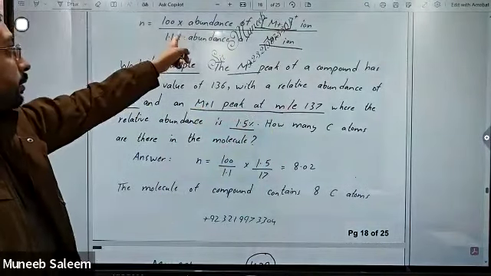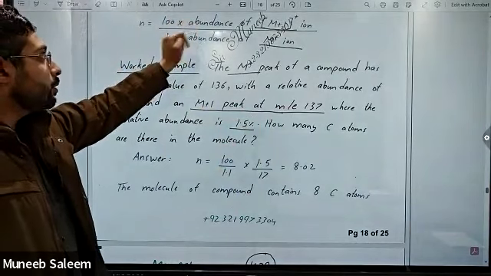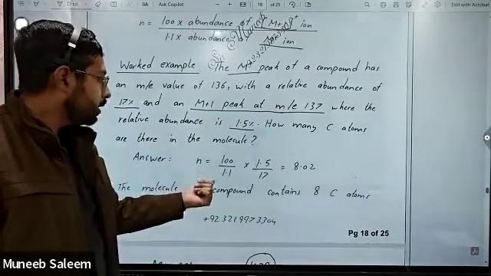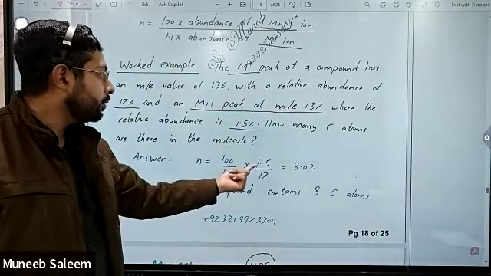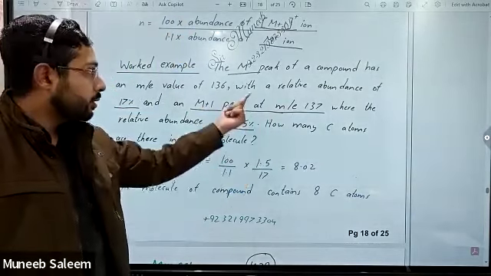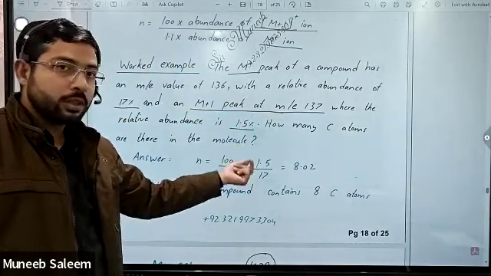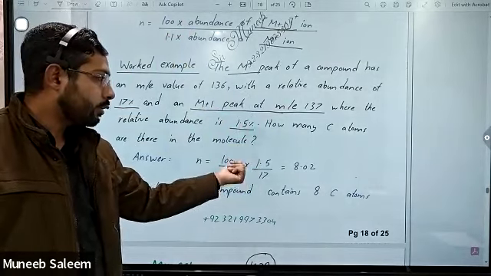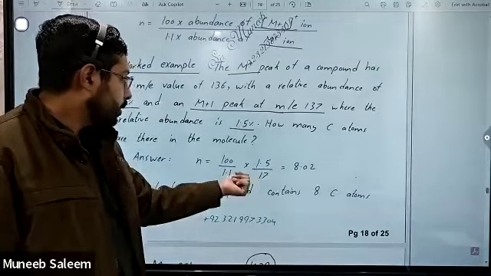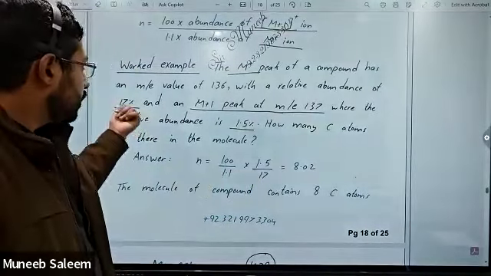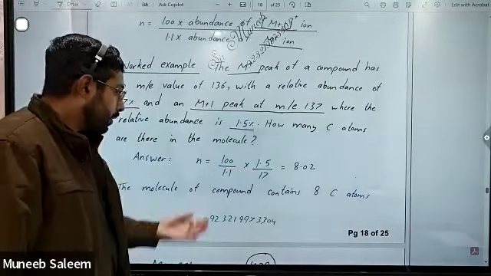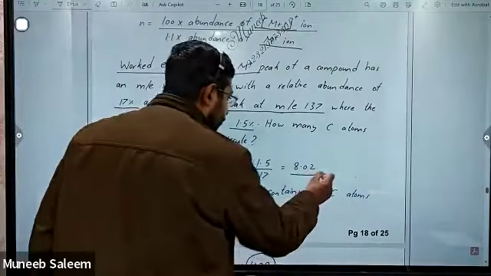So just by applying this formula and putting in the values of the M+1 peak and then the molecular ion peak, 1.5 is the abundance. Abundance is given in percentage values in the question, so you will write simply the value, not the percentage symbol. And for the molecular ion, the percentage is 17. So after doing the calculation, the value comes out to be 8.02.